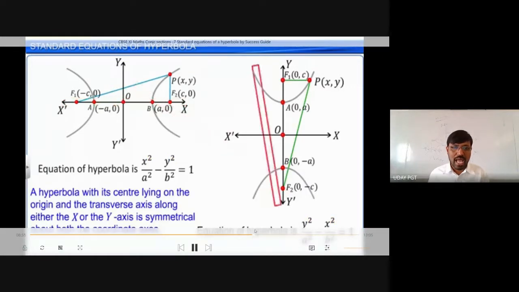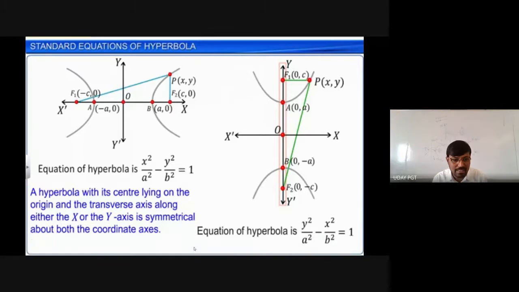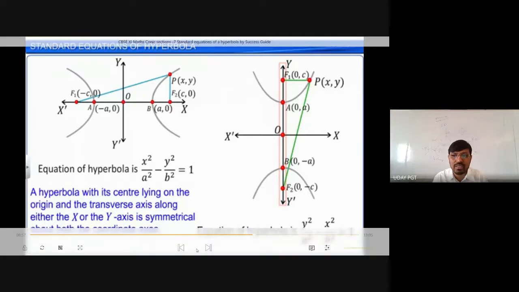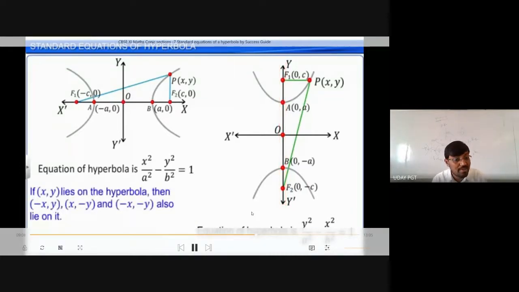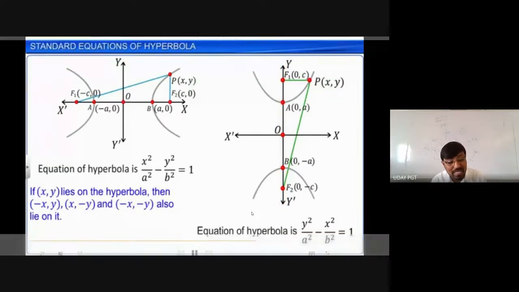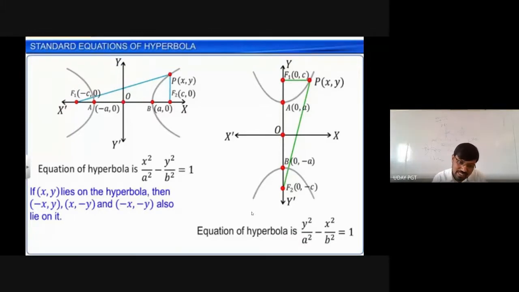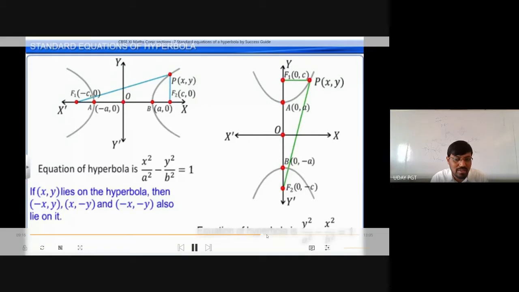Okay, so the hyperbola with the center lying at the origin and the transverse axis either on the x-axis or y-axis is symmetrical about the coordinate axes. Already I have told you. If x comma y lies on the hyperbola, then minus x comma y, x comma minus y, and minus x comma minus y will all lie on the hyperbola, because we have the hyperbola on both sides. This point you need to observe here.